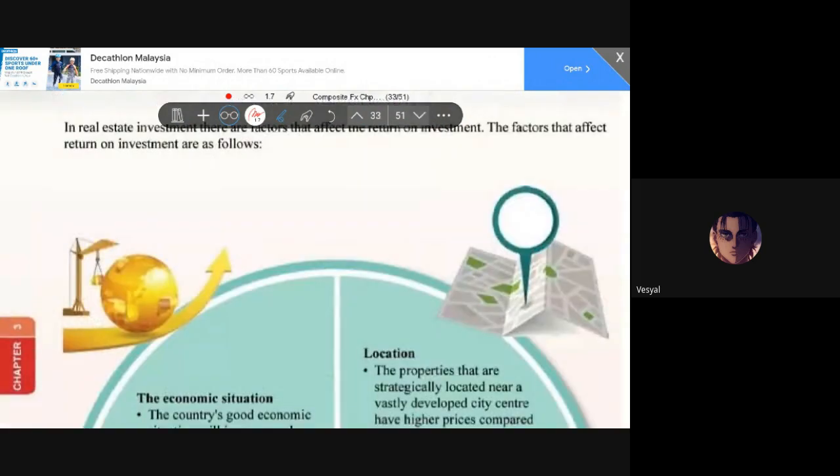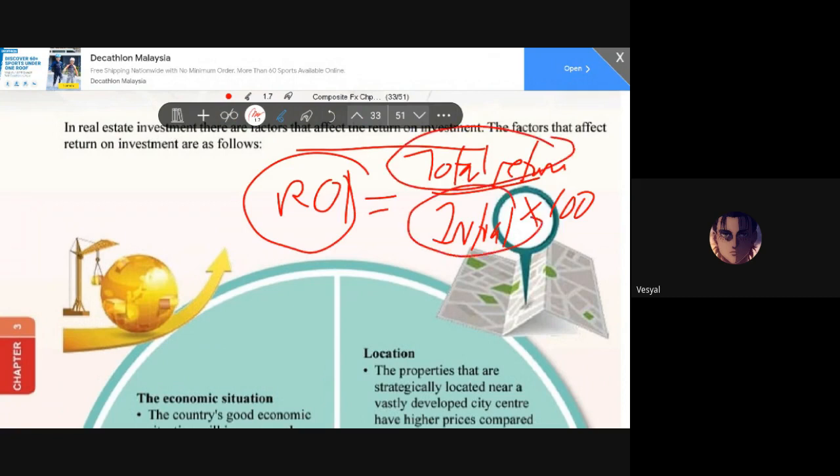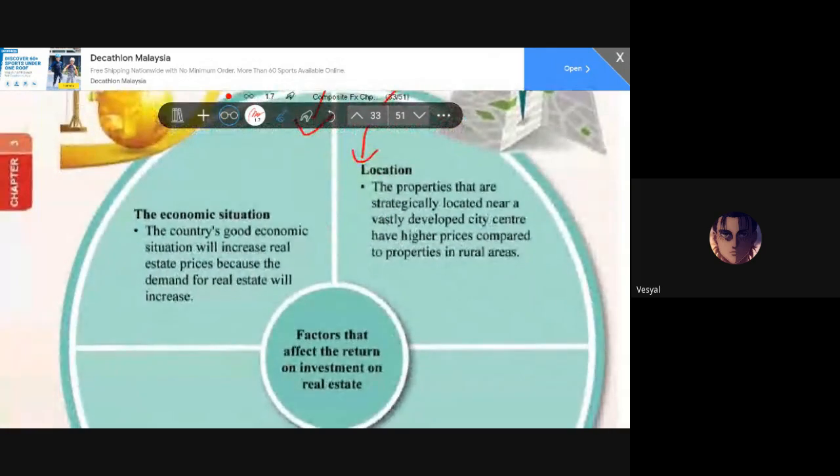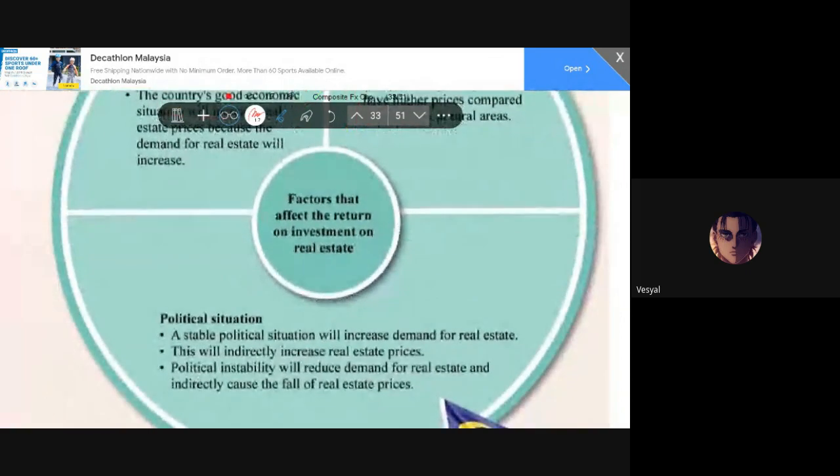So next. Okay, so these were the factors I was talking about. Some are quite important. So there are factors that affect the return on investment. So we know that ROI is actually total return over the initial investment times 100. So we know that ROI is going to be dependent on your total return and initial investment. What are these two dependent on? They are dependent on these factors actually. Economy, location. So the money that comes in depends on whether these factors are in a good place or not.